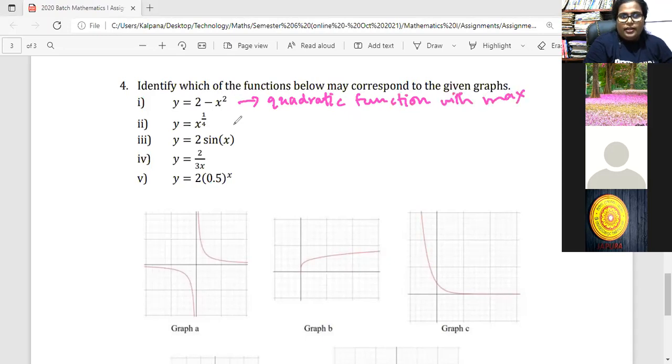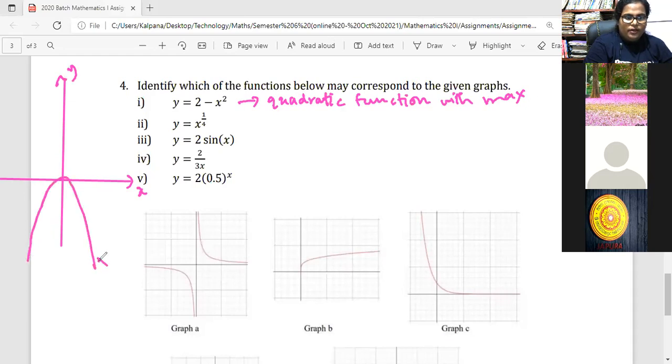Right? And we have some idea about the quadratic function here. When you take the x and y axes, this is x and y. You can see this is the way we draw the y equals minus x square graph.